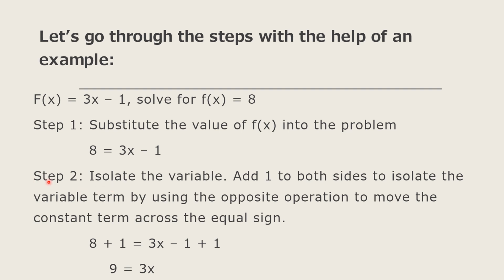Then, step 2, isolate the variable. Add 1 to both sides to isolate the variable term by using the opposite operation to move the constant term across the equal sign. So since we have here 3x minus 1 plus 1, and then 8 plus 1 is equal to 9, and then we cancel this out. So we got 9 is equal to 3x.